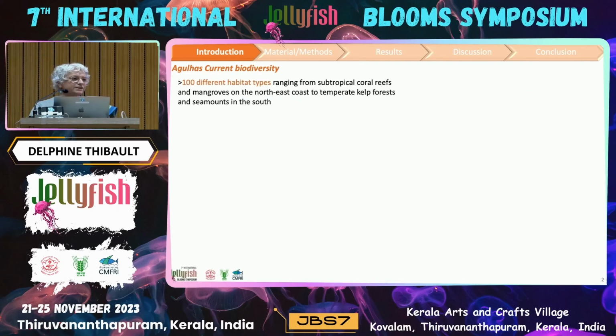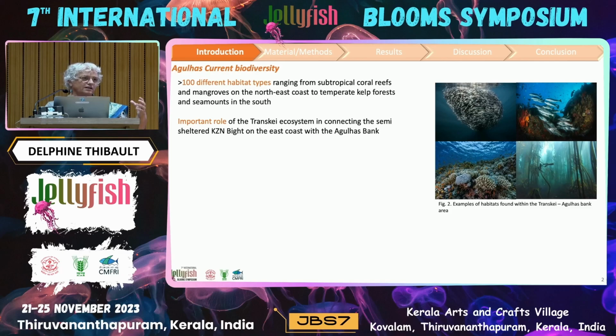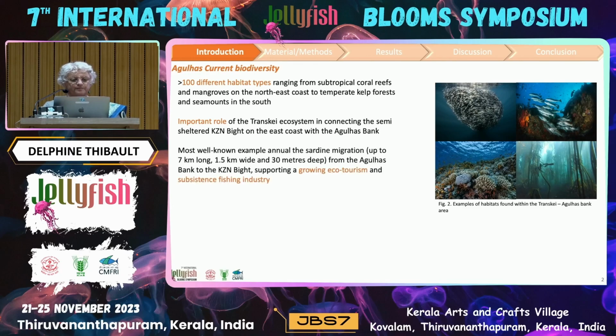So what is global change going to do in that specific region? SST might increase, and mesoscale activity might increase, which might increase the width of the current. What's the biodiversity of the Agulhas Current? There are about 100 different habitats, going from mangroves to kelp forest in the south. The Transkei, the shore of the east coast of South Africa, is important in the transport of water. And there's a well-known sardine run that goes from the southeast to the north along that shore every year, and it's of huge economic value for South Africa.